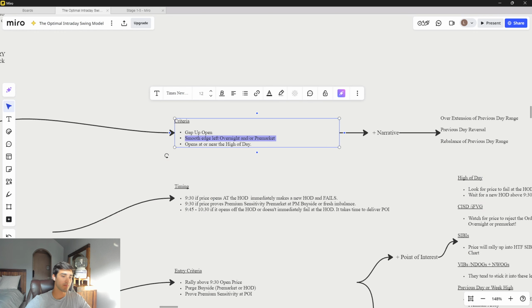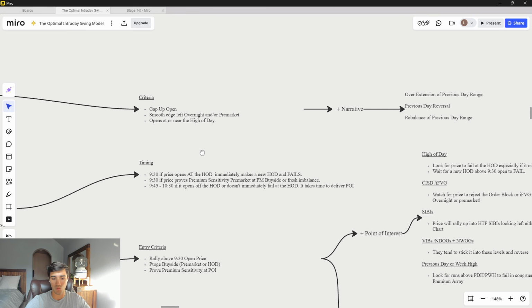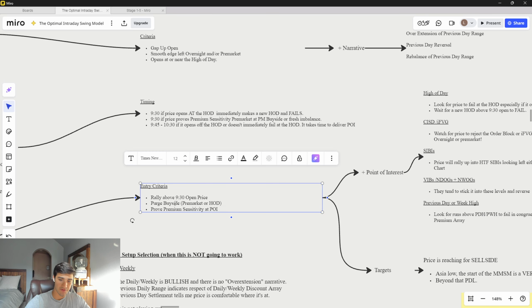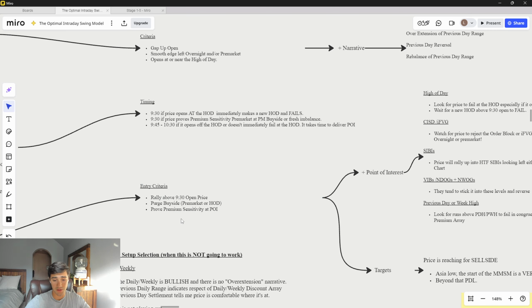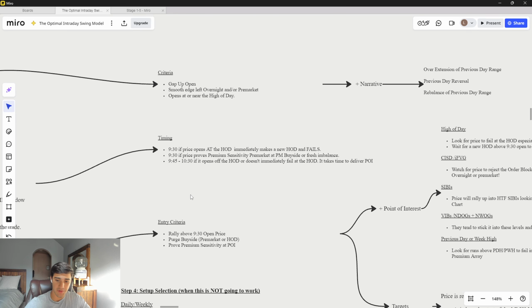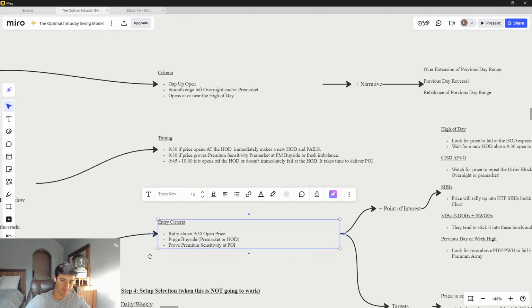So you're just making it make sense to you. Why does this move happen? What typically repeats when this happens, right? So we have a rally above the 9:30 open price. It's going to purge buy side, which would be the pre-market high of day, and it's going to prove premium sensitivity at a point of interest. All three of these things are repeated in every single one of these examples. It does every single one of these three things.